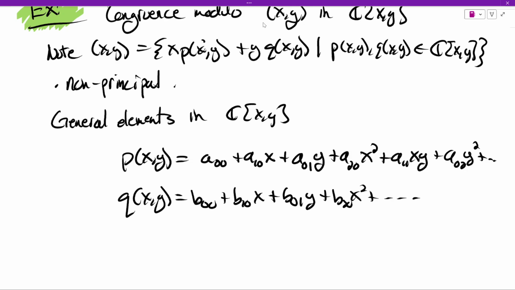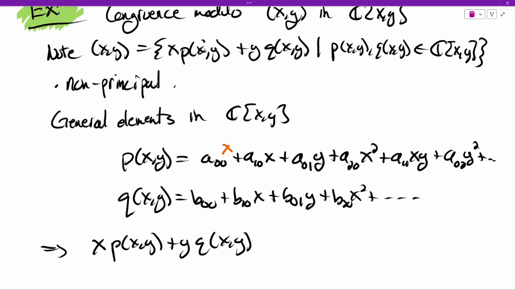All right, so what happens then if we take x p of x, y plus y q of x, y? Well, it's going to add an x to every term when we do this. And then for the q of x, y, that's also going to add a y into every term. So it'll be a y, that'll be an xy, that'll be a y squared, that'll be an x squared y, and so on. So what happens when we add them together?